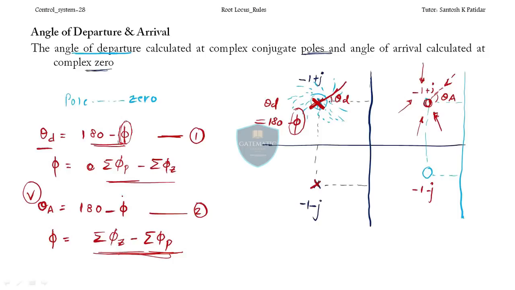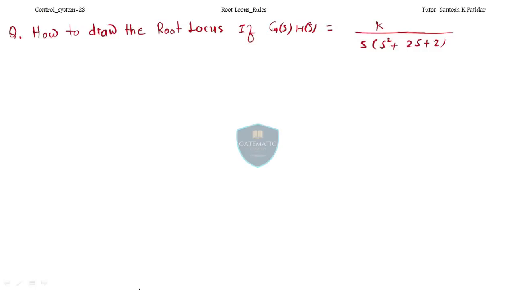Okay friends, so this is the formula given. Now we'll calculate all this in the problem. Everything is clear now. Now I'll take only the problem, so each and everything I'll clear out. Friends, till now we have done all the rules related to root locus. Now this question is very important for you. Why important? Because in this question I'll follow all the steps and we'll find each and everything. This is the kind of sum up of whatever we have done yet. So please watch it carefully.